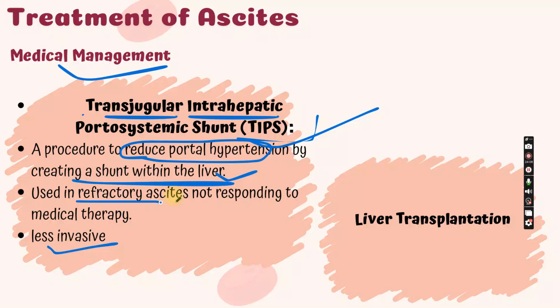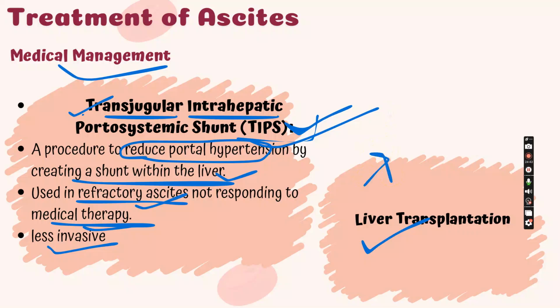It is used in refractory ascites not responding to medical treatment. If your patient has refractory ascites and is not responding well, or there is no progress in the recovery or wellness of the patient, then we'll go for the transjugular intrahepatic portosystemic shunt, also known as TIPS in short form. And the last resort is liver transplantation. If nothing works, then we'll have to go for liver transplantation.